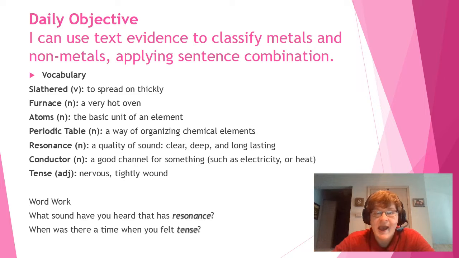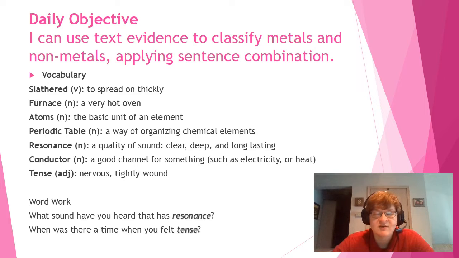Atoms. An atom is the basic unit of an element. So we talked about how everything in the world has matter. Atoms are the tiny little building blocks of life that make up this matter. You can't even see them unless you have a super powered microscope. At the very base of everything are atoms. They're so small, it's nearly impossible to see, but everything in the world is made up of atoms. The periodic table is a way of organizing chemical elements. It looks like a big graph. It puts all the chemical elements in our world in one place.